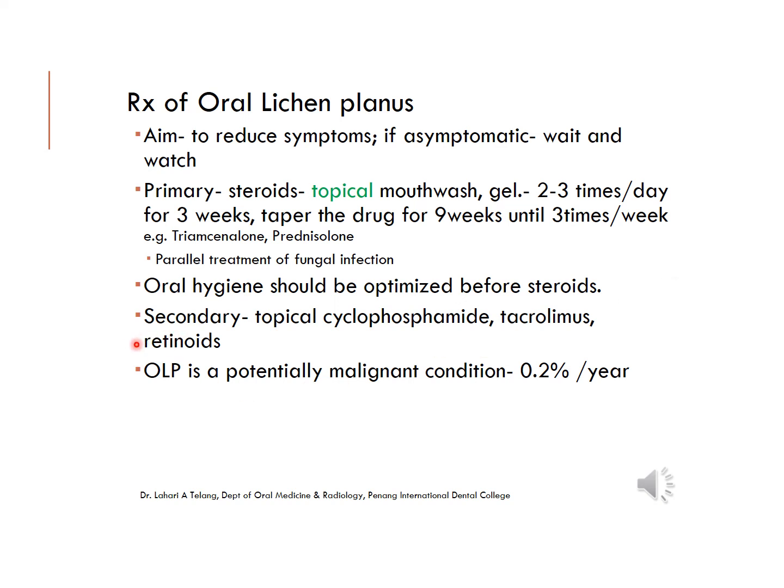The secondary phase of treatment, if the steroids are not working anymore, would be topical cyclophosphamide, tacrolimus and retinoids. Of course, the patient should be medically fit to receive these medications. The most important thing is oral lichen planus is a potentially malignant disorder, and hence it has a malignant transformation rate of 0.2%. So it's important that the patient's symptoms are under control and the disease is monitored over a long period of time. What it actually means is that if you're seeing changes, then it's important to take a biopsy.